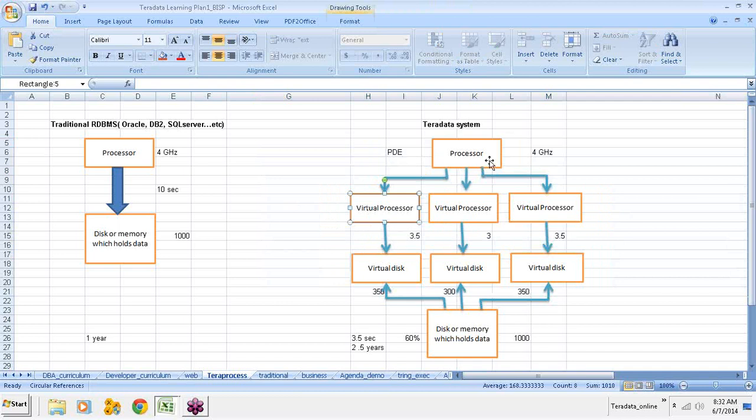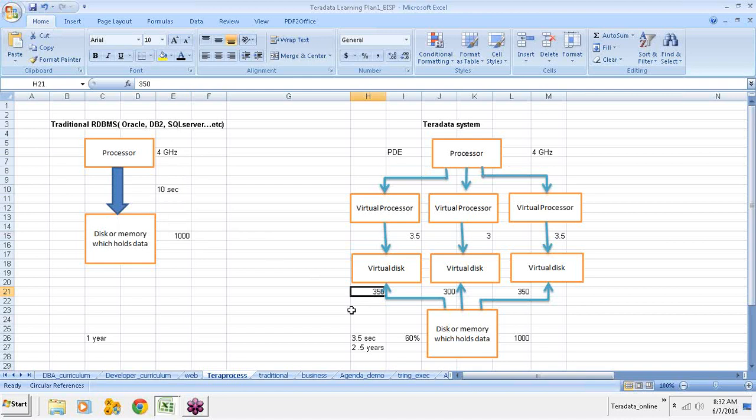So let us calculate it. The virtual processors have the same capability as the hardware processor, isn't it? We have a 4 GHz machine. All virtual processors which are simulating the hardware processor are also 4 GHz, and here we have seen that a 4 GHz machine takes 10 seconds to process 1,000 records.